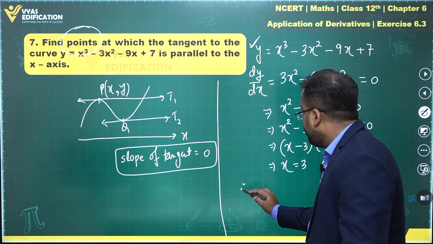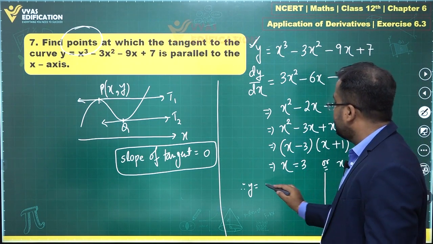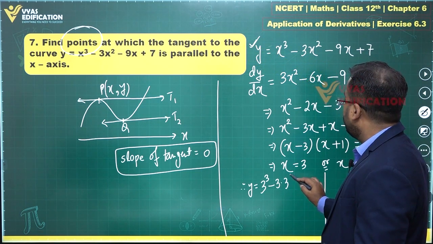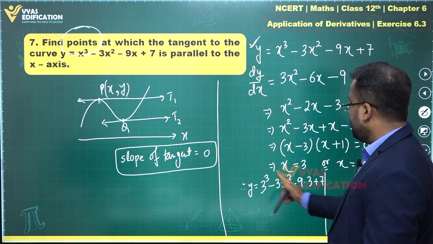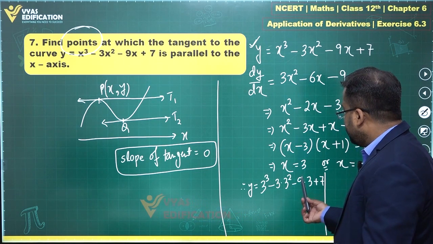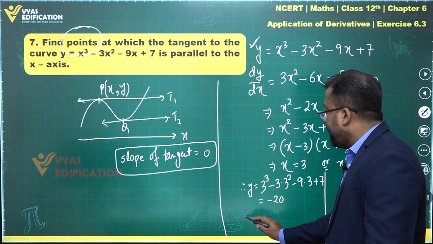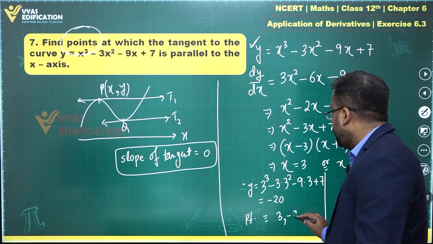So y will be equal to what? Put x equal to 3 in this one. This becomes 3 power 3 minus 3 times 3 square, minus 9 times 3 plus 7. Now 3 power 3 minus 3 power 3 gets cancelled. This is minus 27 plus 7, which is minus 20. So the point here is (3, -20).